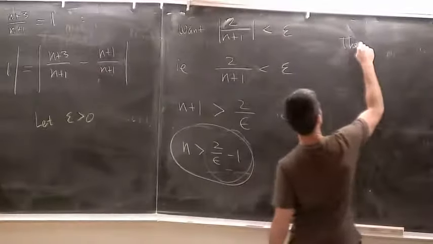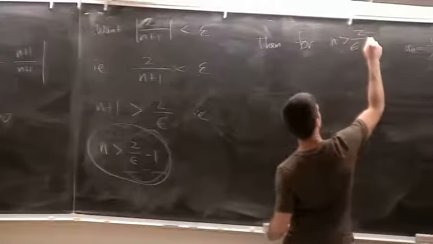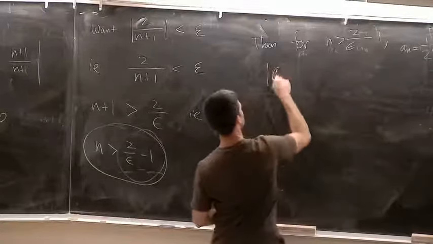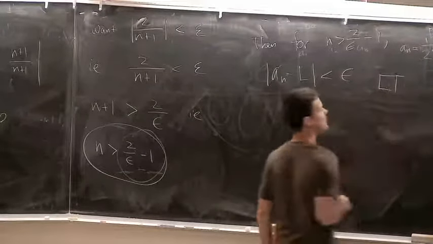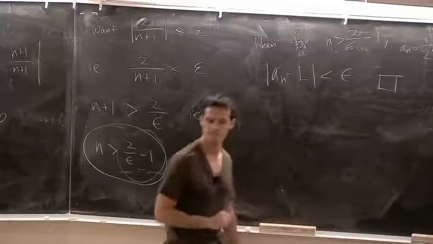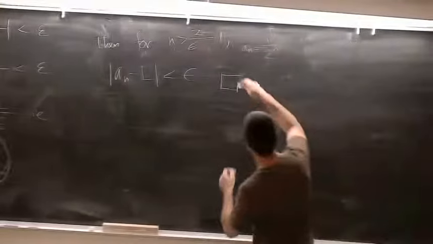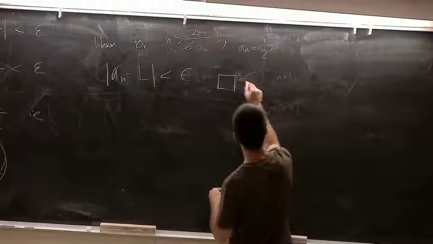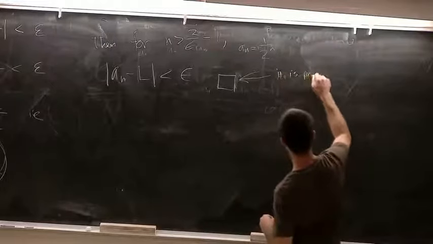So it's done, right? So then for n bigger than 2 over epsilon minus 1, an minus L is less than epsilon, and it's proved. By the way, mathematicians like to put these little boxes at the end of a proof. Means like it is proved, or the proof is done.